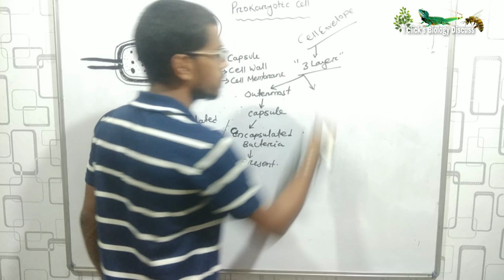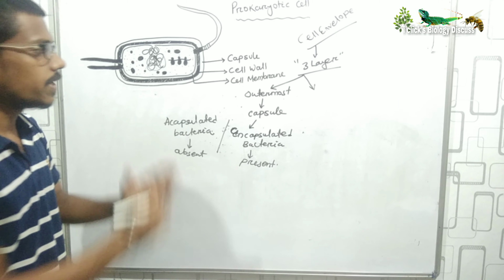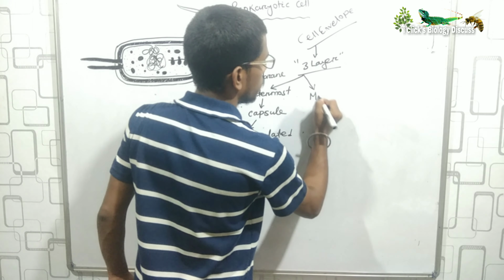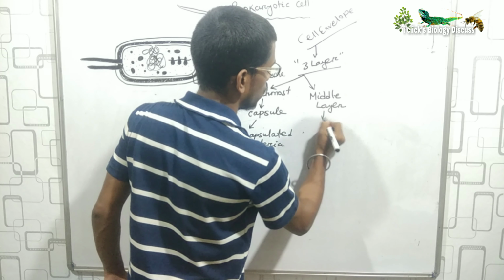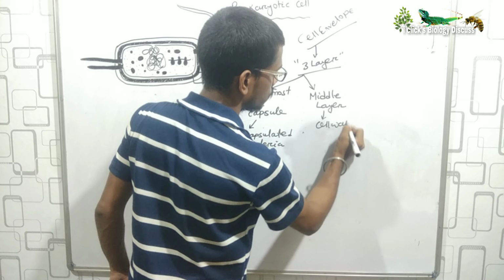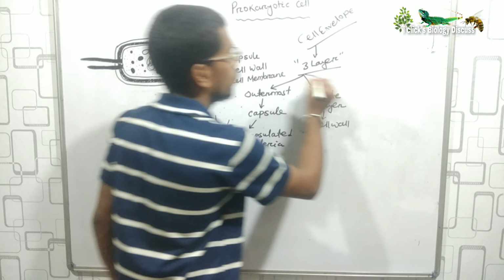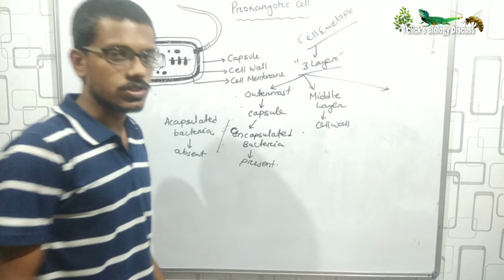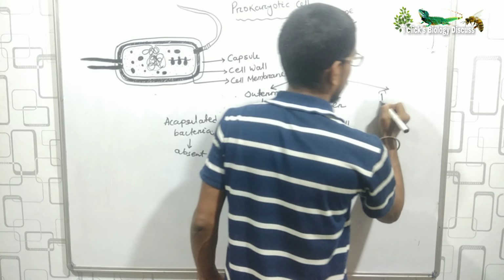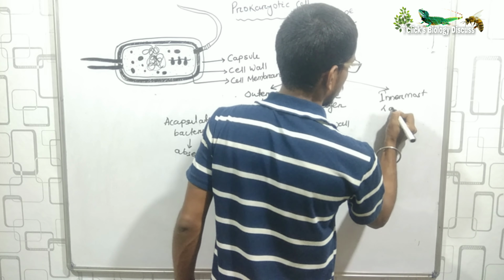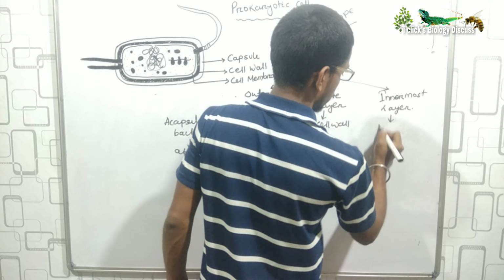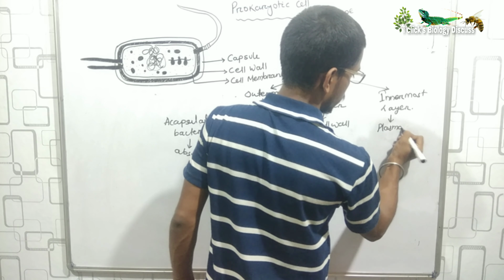Then inner to this capsule, the middle layer is called the cell wall, and inner to the cell wall, the innermost layer is called the plasma membrane.